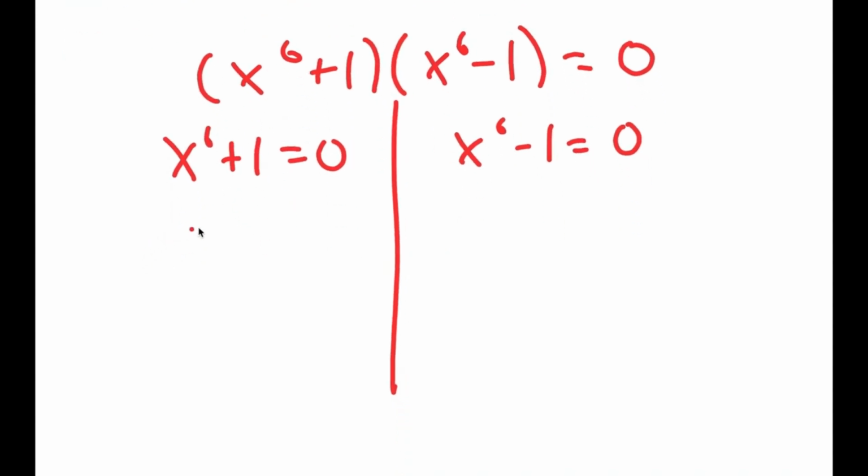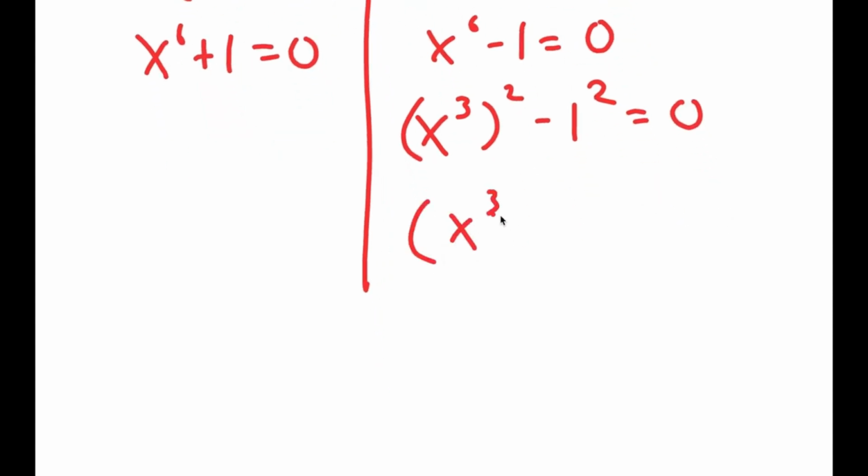Now I'm going to do the same thing again. I'm going to rewrite x to the power of 6 minus 1 equals 0 as (x to the power of 3) to the power of 2 minus 1 squared is equal to 0. So I can use this property again and get (x to the power of 3 plus 1) times (x to the power of 3 minus 1) is equal to 0.